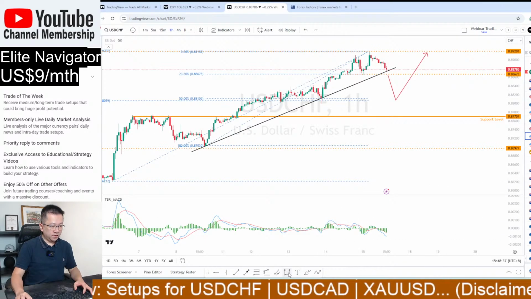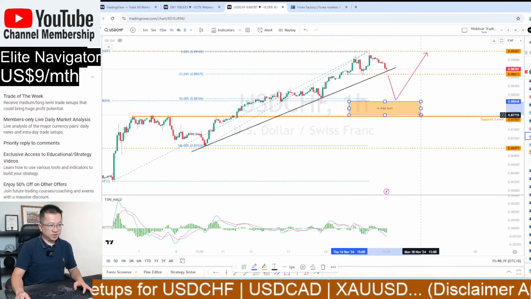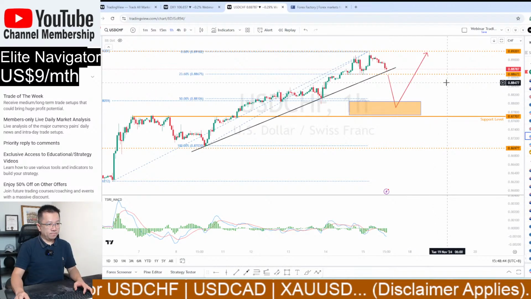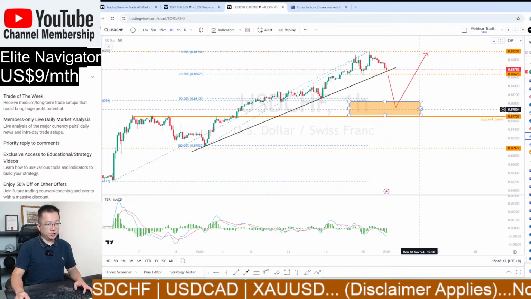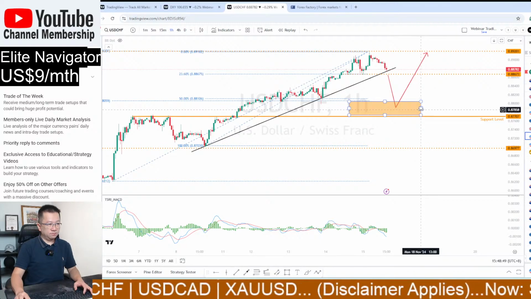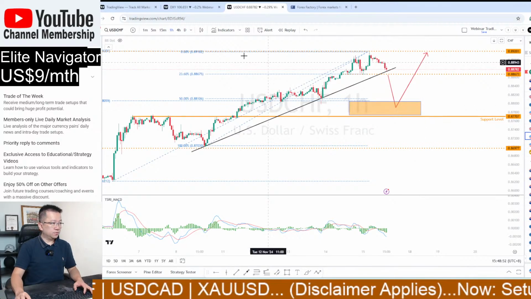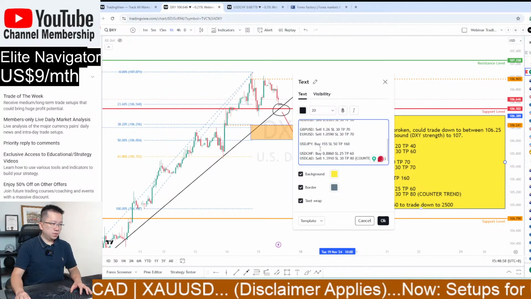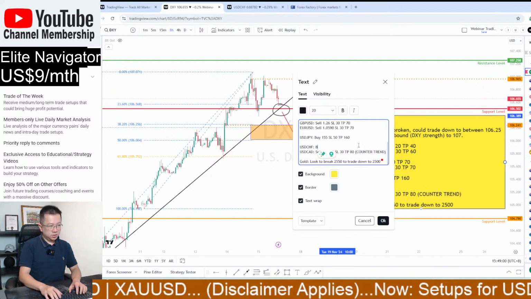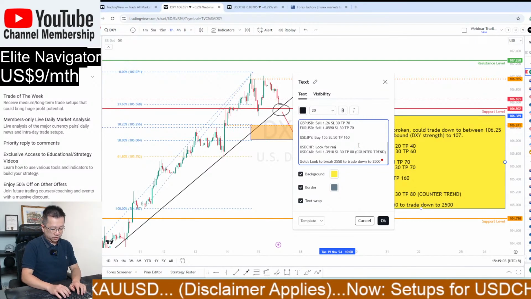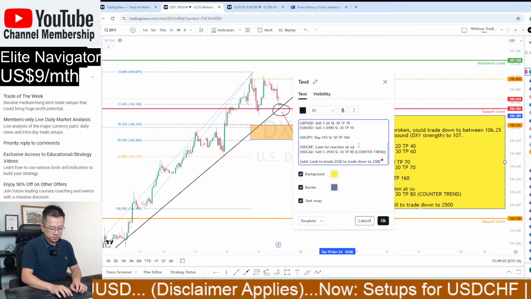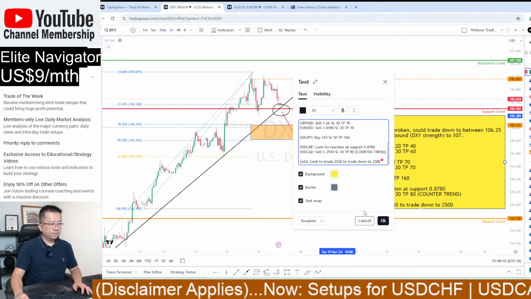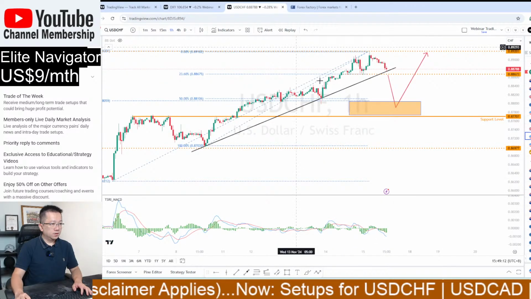In fact, I think that it'll be more interesting if we see the Sweezy come down to this point here. Right? So we're looking for reaction at about 0.8780. Where are we? Sweezy. Look for reaction at support of 0.8780. Okay.